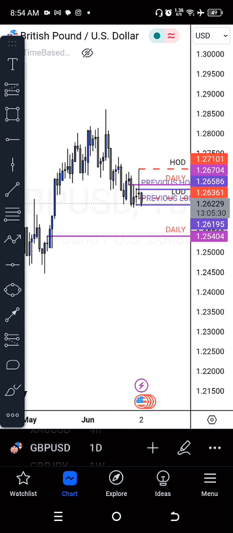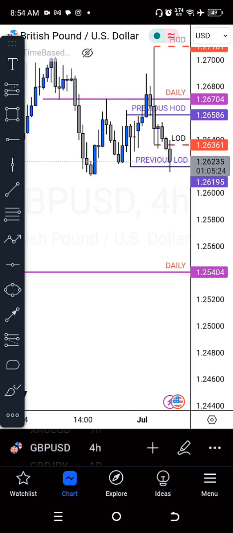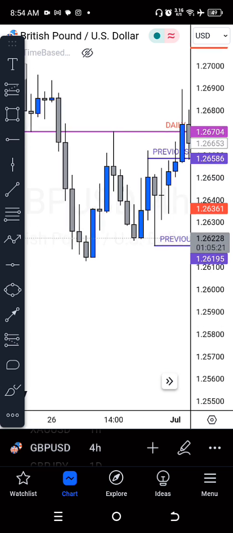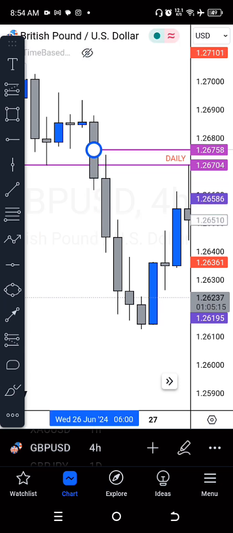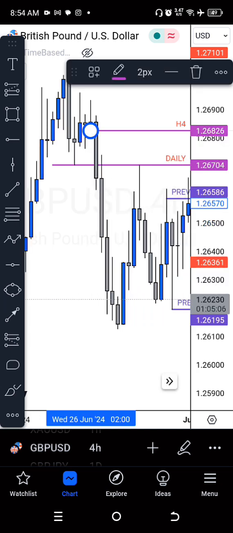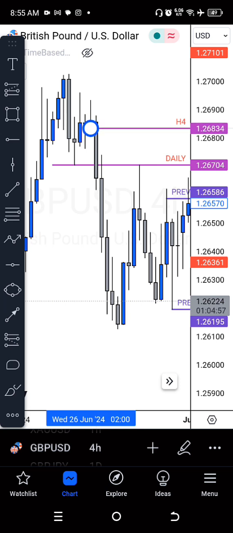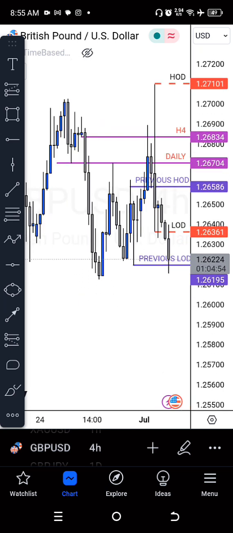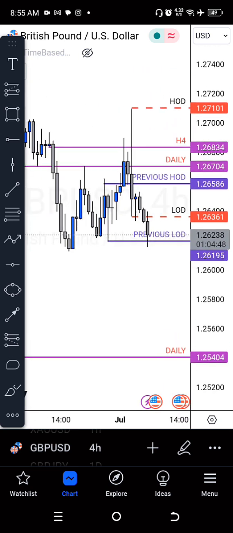Now I'm done with the daily. Let me go to the H4 time frame. Okay, I'm seeing a candle here I can mark as my H4 supply. Remember, supply marking from up, supply marking from down is demand. H4 supply is the last supply, of which the market has used both of them. You see, the market has used both of them here.